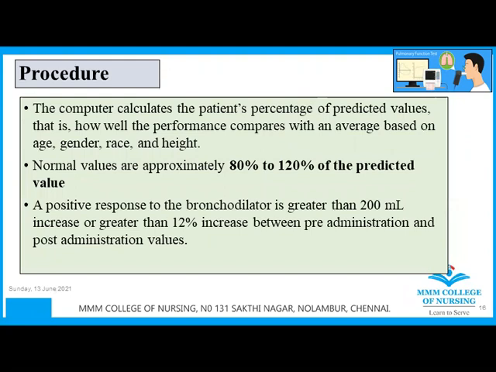Once the procedure is over, the computer calculates the patient's percentage of predicted value based on the performance, which will be compared with the average based on age, gender, race, and height. The normal values are approximately 80% to 120% of the predicted value. A positive response to the bronchodilator is greater than 200 ml increase or greater than 12% increase between pre-administration and post-administration values.